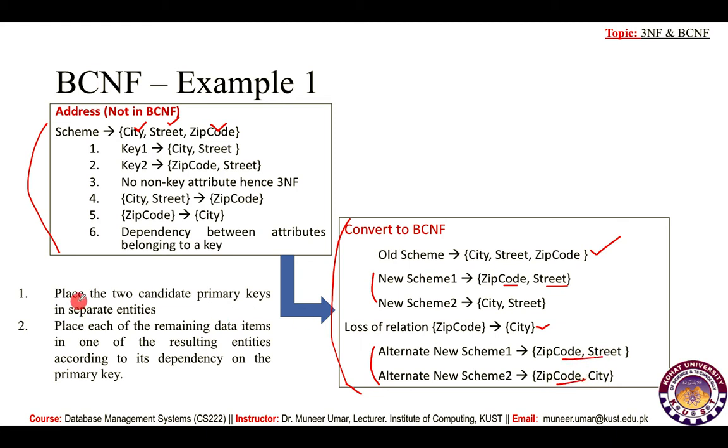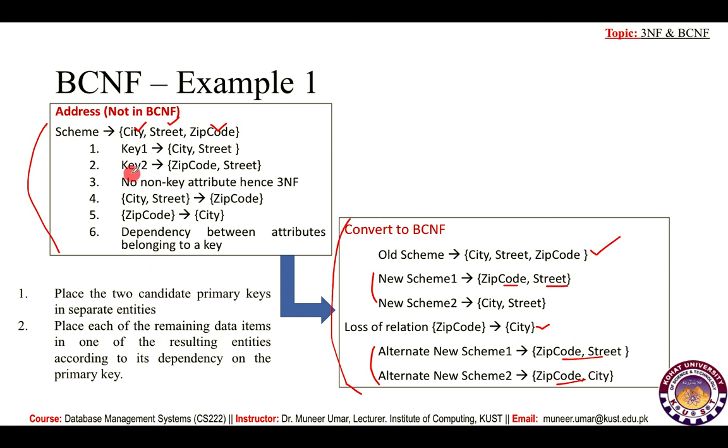So what we do, place the 2 candidate primary keys in separate entities. We take the candidate keys from this table and provide separate tables or separate entities for each candidate key and make them primary key. Place each of the remaining data items in one of the resulting entities according to the dependency of the primary key. And then we put the remaining data to the new tables according to their dependencies.